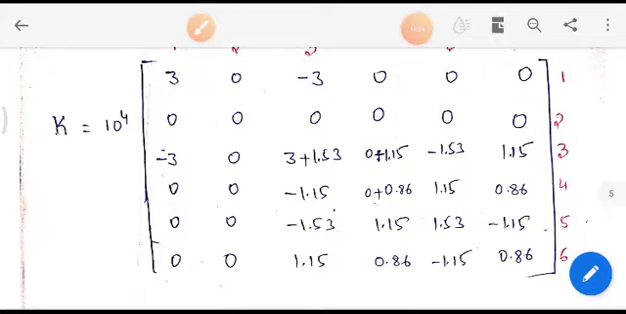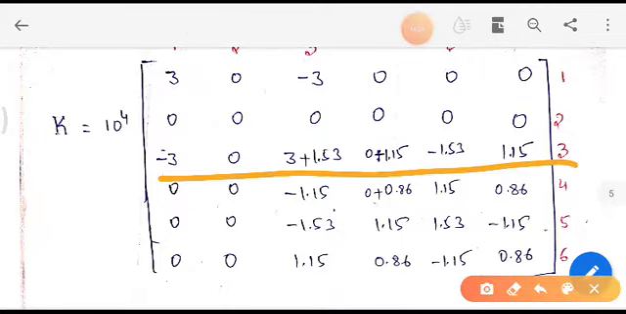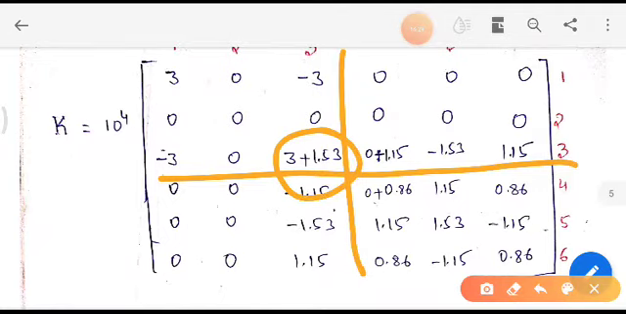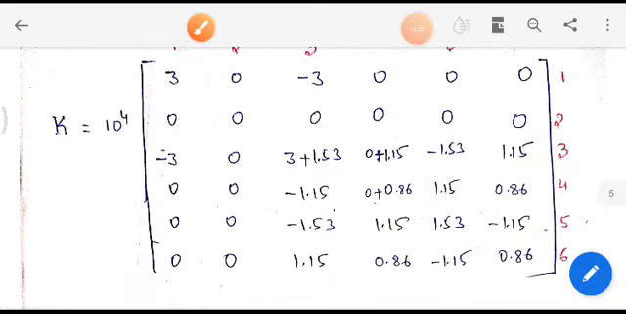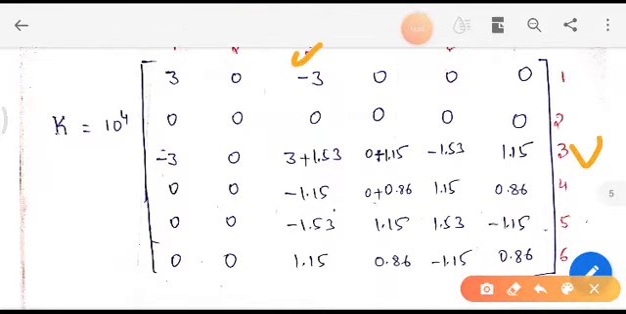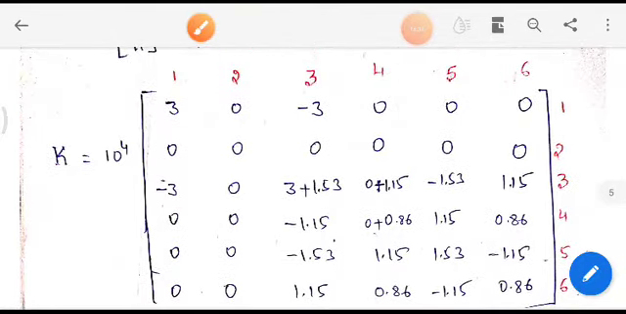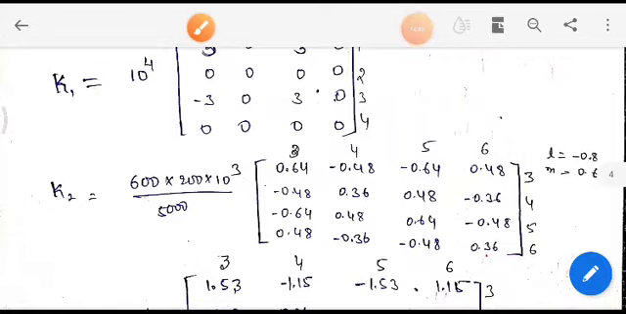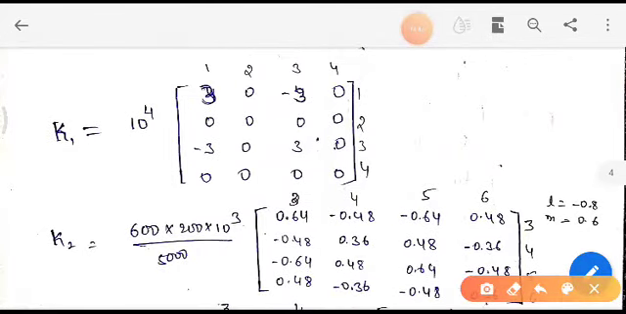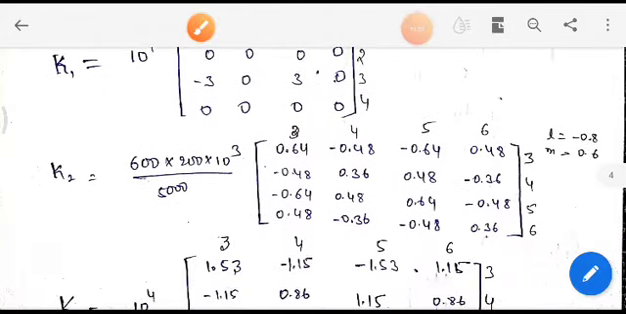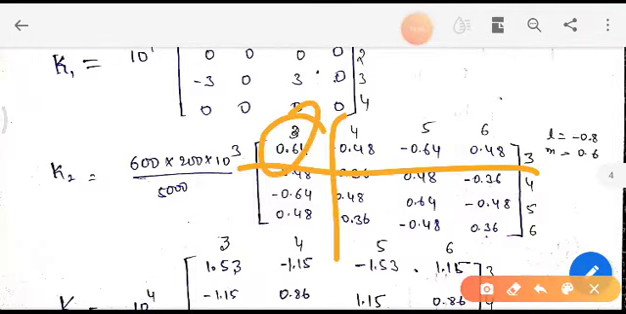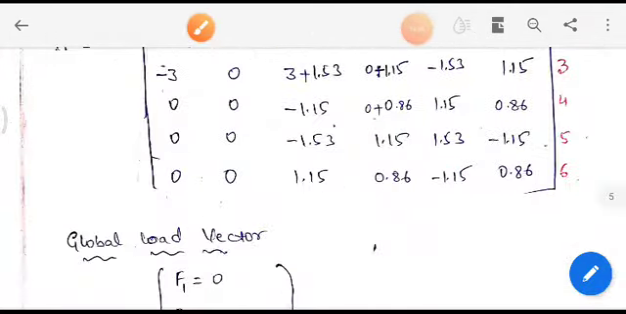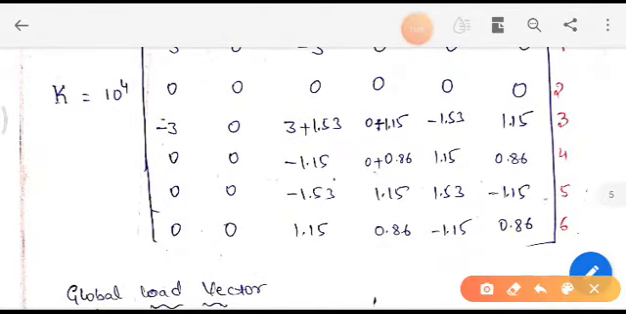For example, if you want to calculate the element third row third column, we have 3 plus 1.53. How this has come, we will see now. Third row third column, we have 3 plus 1.53. If you see the first element stiffness matrix, third row third column, we have 3, and here again third row third column, it is 0.64. If you add these two, you will get this answer. Like this, we need to calculate all the elements.